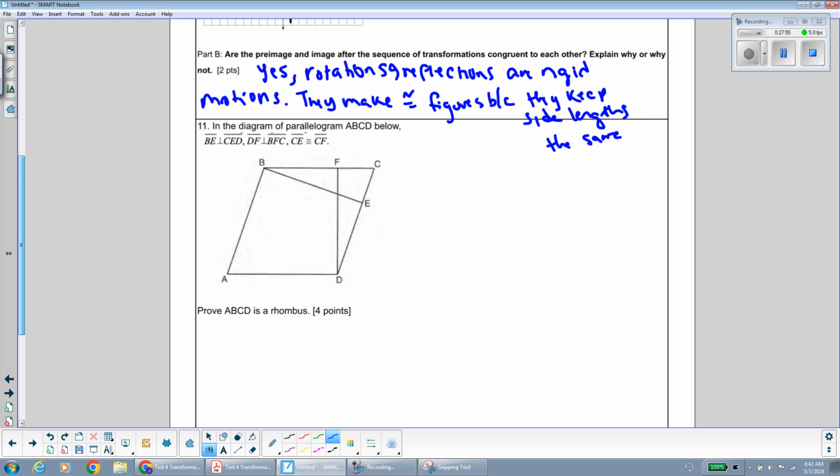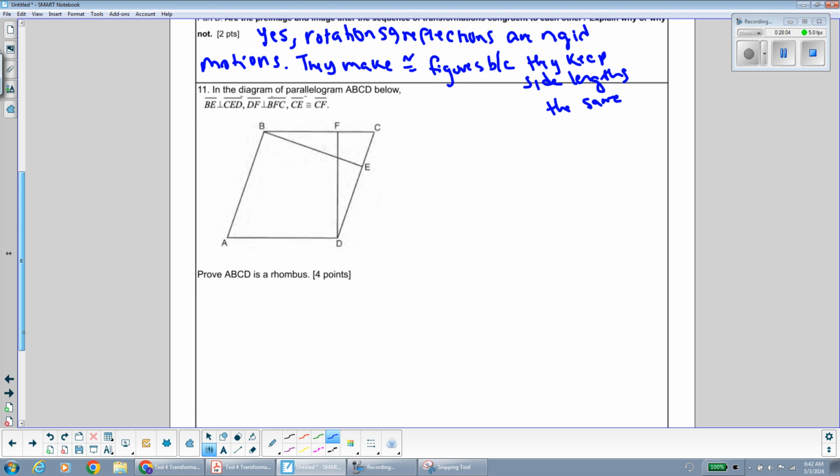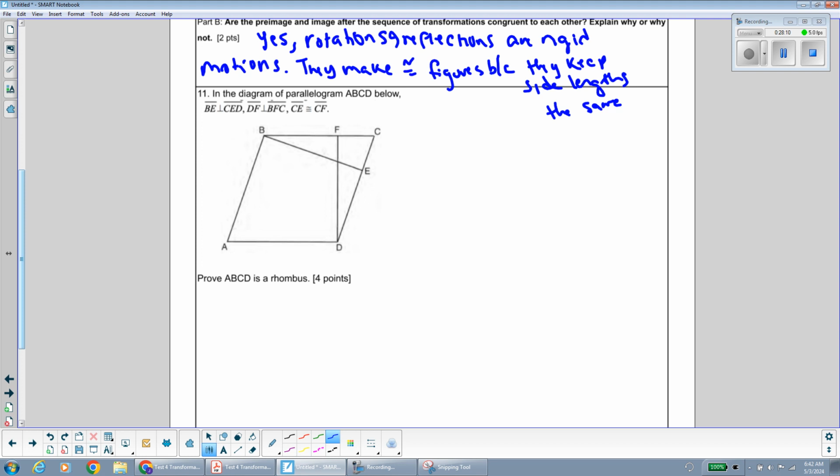For number 11, I'm not going to go through it entirely because I already made a video going over this Regents Review assignment that this is from. So I'm not going to write up the proof, but I will go over the plan. But you can see the Regents Review video, and the plan should help you write it up. So we know that this shape is a parallelogram. Let's keep that in mind.